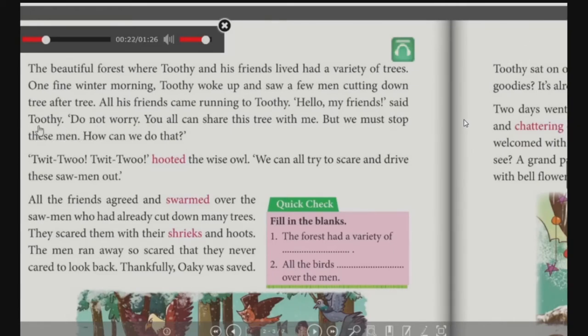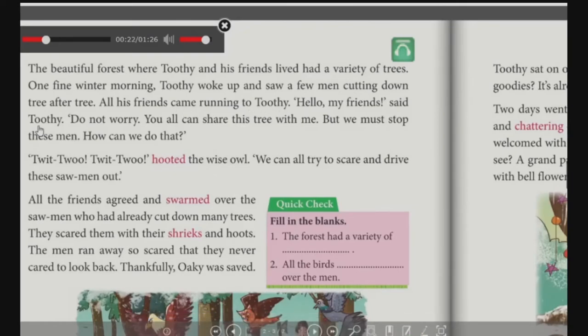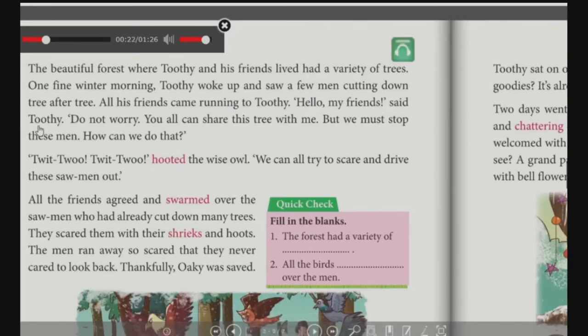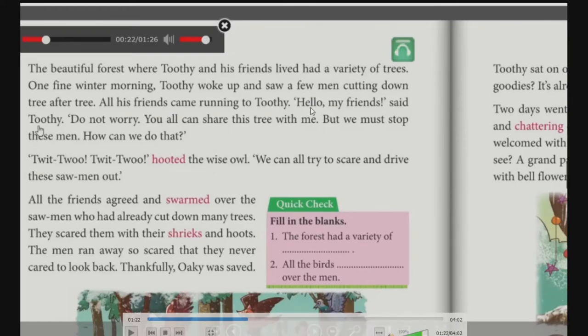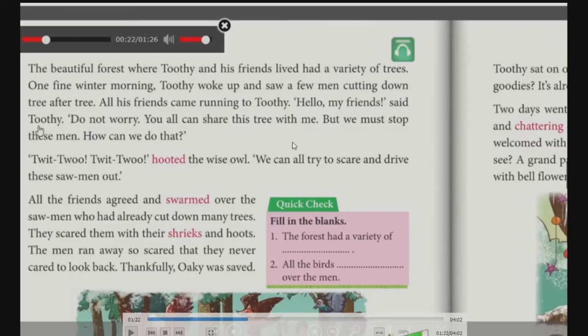Over here, you must have noticed one thing. Toothy woke up, saw a few men cutting down tree after tree. His friends came running. And students, please note over here what is happening is, "Hello, my friends," said Toothy. His friends just came running to him and they did not say anything. Toothy himself said, "Hello, my friends, do not worry." Now, why did he tell them not to worry without them telling him anything?